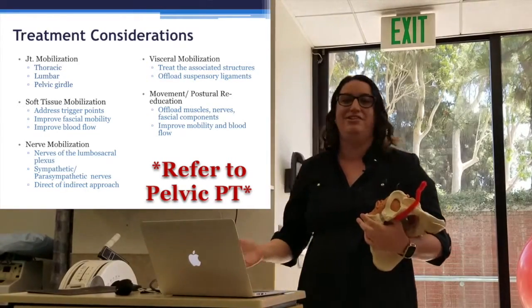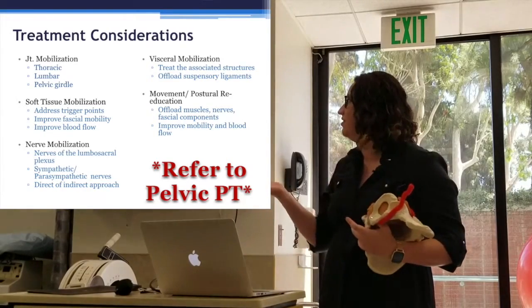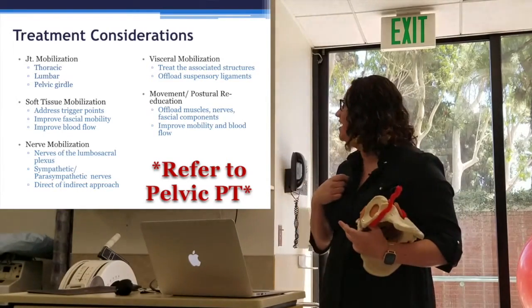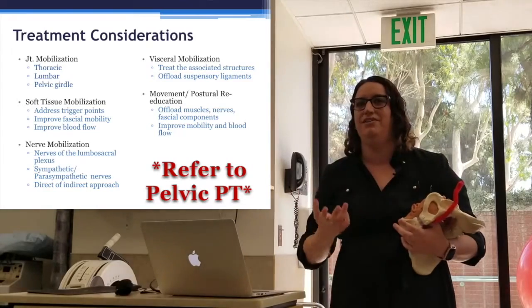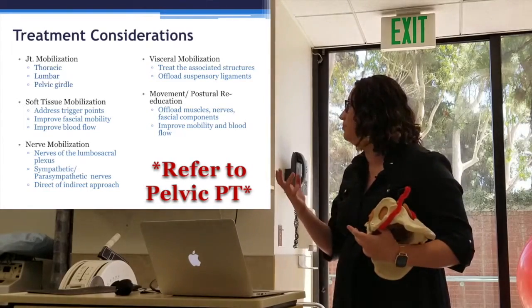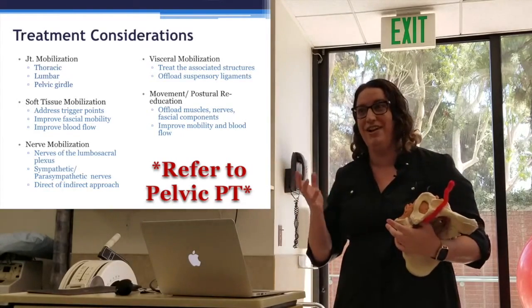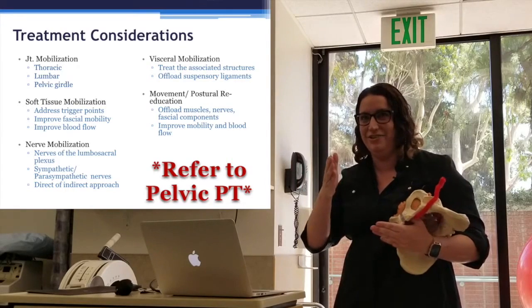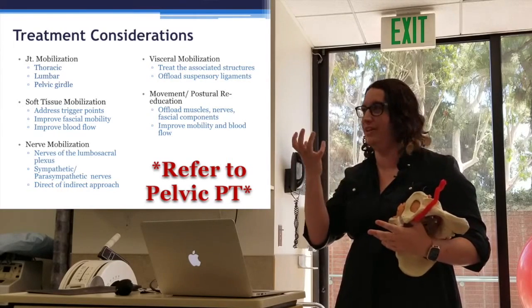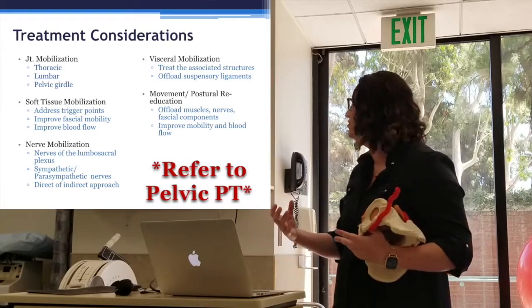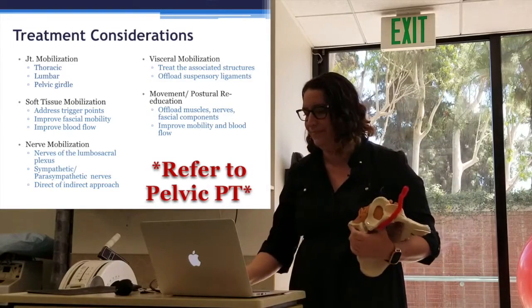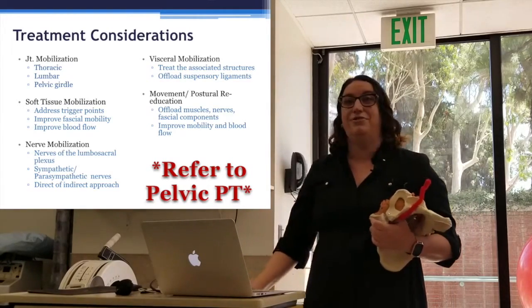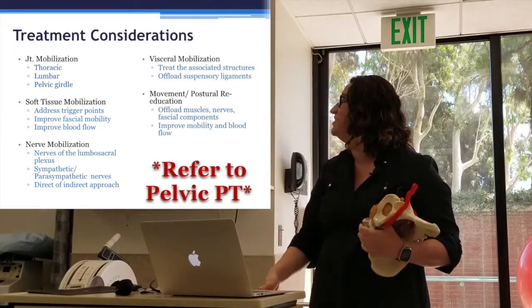So for nerve mobilization, we can go ahead and mobilize the nerves of the lumbosacral plexus, which we looked at today. We can also do some sympathetic and parasympathetic nerves, and that would be more indirect, right? Because we can't get directly onto those nerves, but we potentially can do some things within the spine that would influence those nerve channels as they come out.